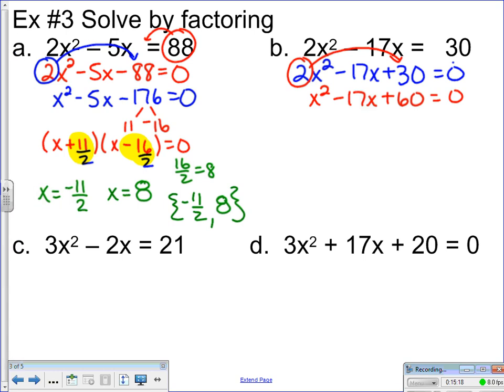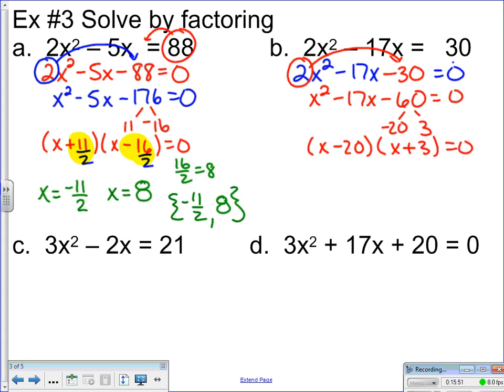So when I moved it over, it should have become a negative 30. So let's fix that real quick. So that's negative 30, and then when I times by 2 it's negative 60. Now I can figure out which two numbers make 60 that add up to negative 17. What I'm looking for is negative 20 and positive 3. So x minus 20, x plus 3.